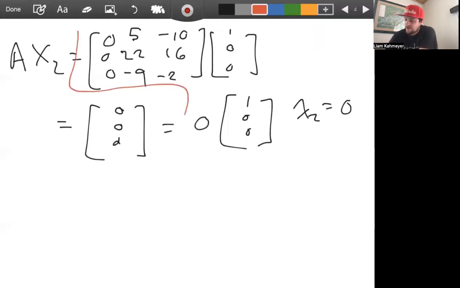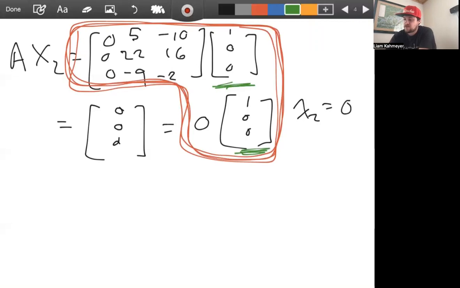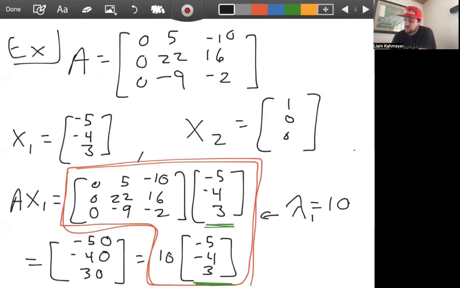And here again, we have our A x equals lambda x. In this case, we have a 0 eigenvalue and an eigenvector of 1, 0, 0, where again, these vectors are necessarily the same. This is the equation A x2 equals lambda 2 x2, just as the earlier equation was A x1 equals lambda 1 x1. And so this is an example of eigenvalues and eigenvectors of the matrix A. We would say the eigenvalues of the matrix A are 10 and 0, and the basic eigenvectors are -5, -4, 3, and 1, 0, 0.